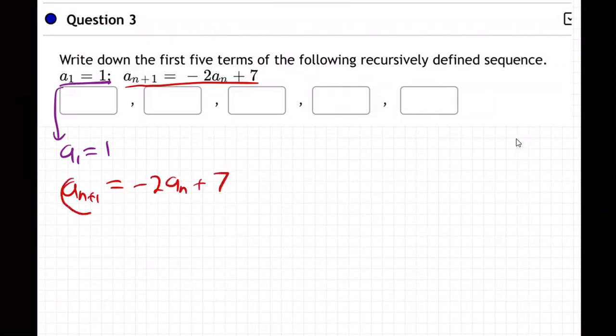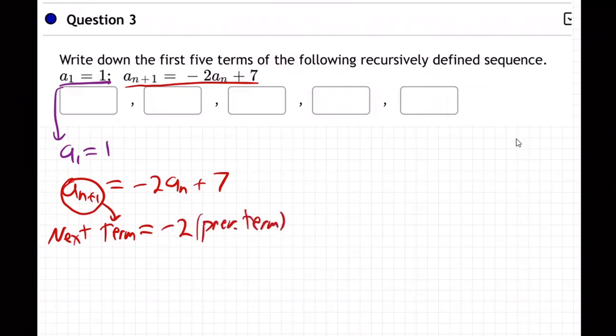Okay, so what that means, a sub n plus 1 means the next term equals minus 2 times the previous term. That's what a sub n is, plus 7. Now let me explain why. Why in the world? What's going on here? Well, it's because n plus 1 is 1 higher than n, isn't it? N plus 1 is 1 higher than n, so it's the next term. So what they're really saying is the next term, n plus 1, 1 higher, is minus 2 times a sub n, which is the previous term, because n is 1 lower than n plus 1, add 7.